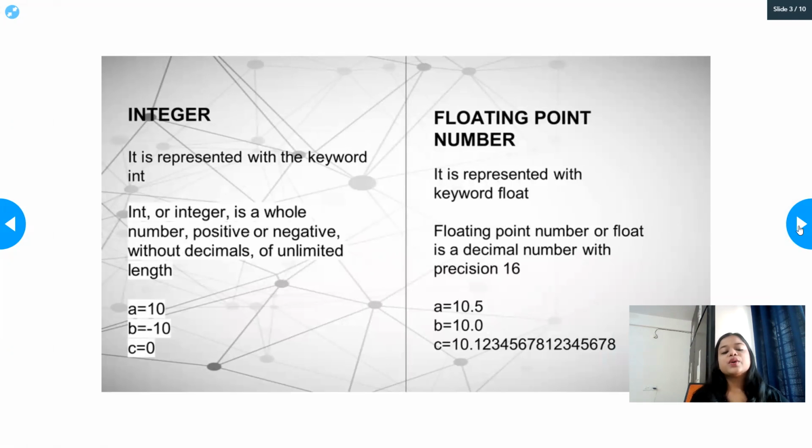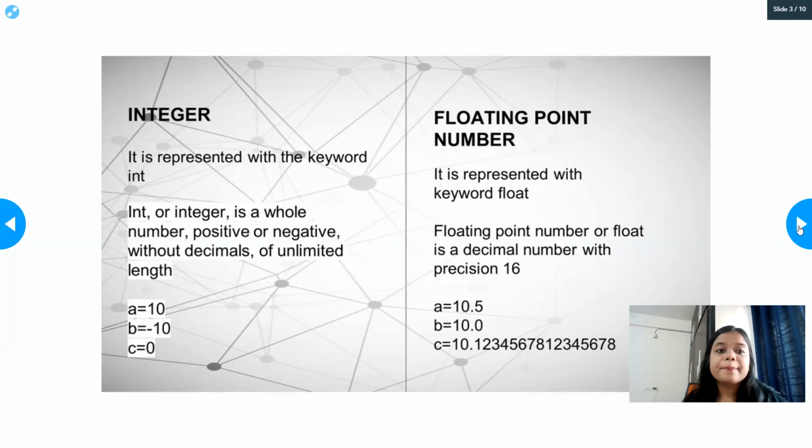Integer. So first of all, integer is represented with the keyword int, all small letters. Now, int or integer is a whole number, positive or negative, without decimal, of unlimited length. So integers are anything from minus infinity to plus infinity, but they shouldn't contain decimal values. Okay, it should only contain natural values or integers, like the integers we use in mathematics. It's the same as that.